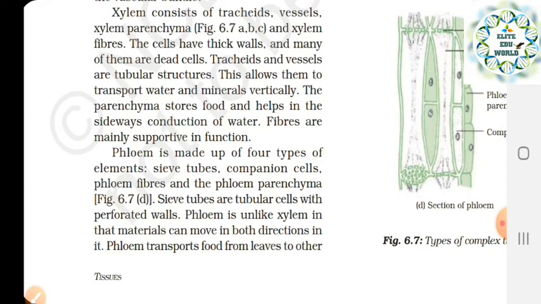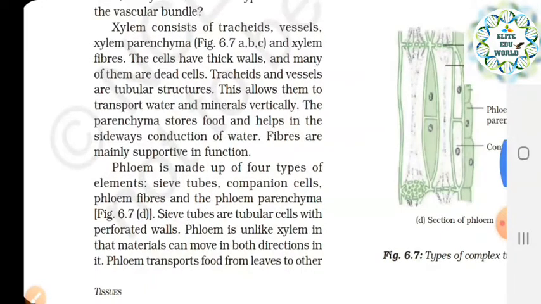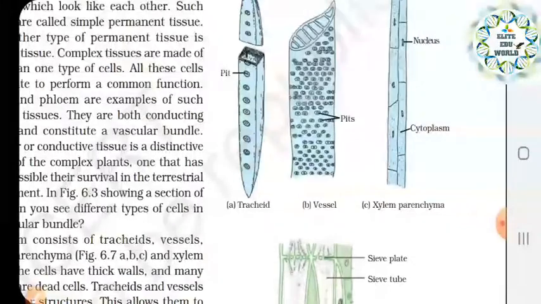Fibers are mainly supportive in function. They don't have another function; they are just supporting the xylem tissue. So that is all about the xylem, which helps to transport water and has different cells. That is why it is called a complex permanent tissue, because it is made of different kinds of cells.